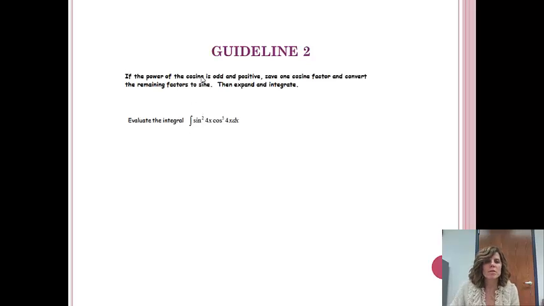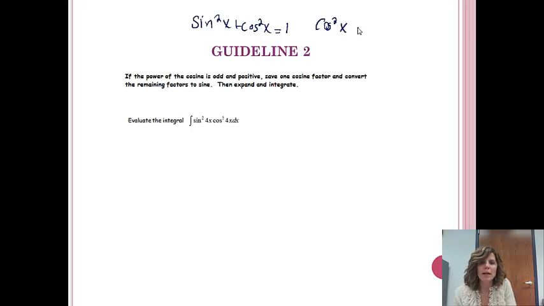We will still be using the Pythagorean identity, which is sine squared x plus cosine squared x is equal to 1. But this time we'll be solving that identity for cosine squared x. So we actually will be using the identity cosine squared x equals 1 minus sine squared x. All right, if you look at this problem, you'll notice that the power on the cosine is odd and positive. If that is the case, we will save one cosine factor and convert the remaining factors to sine. So very similar to guideline 1, just a little bit backwards.